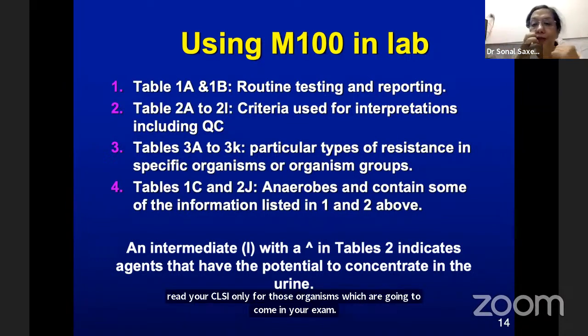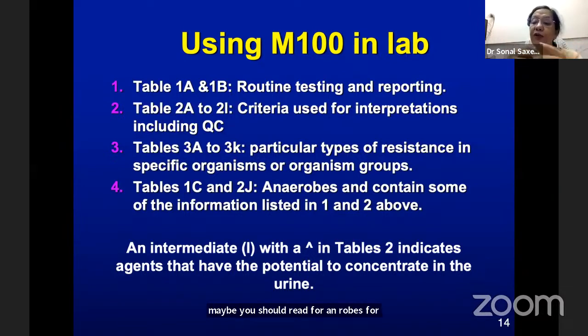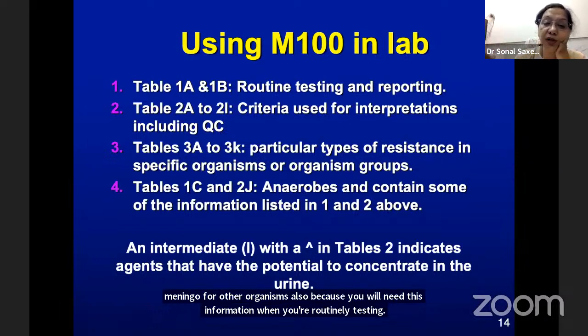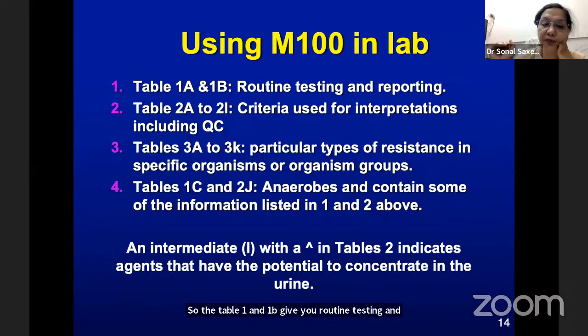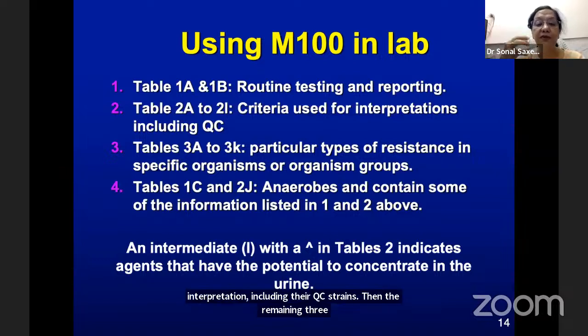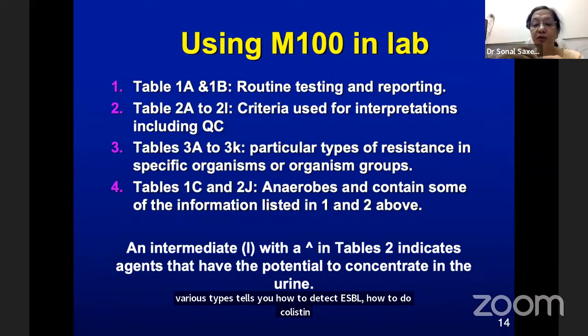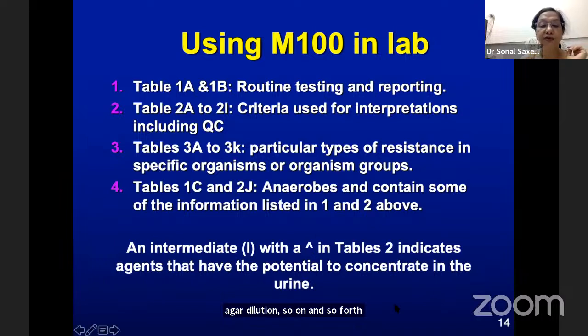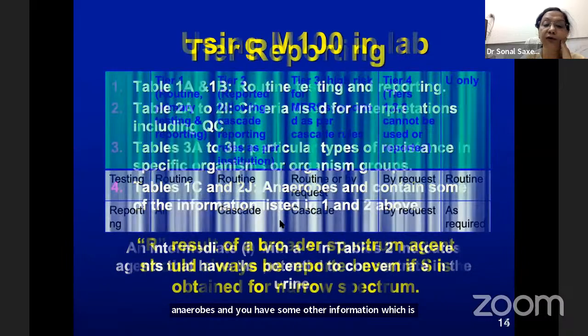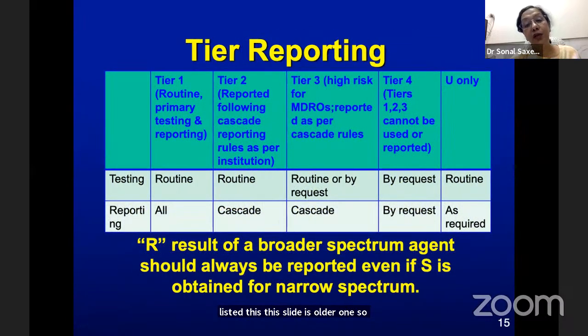But if you are beyond PG, then maybe you should read for anaerobes, for Haemophilus, for meningococcus, for other organisms also, because you will need this information when you're routinely testing. So tables 1A and 1B give you routine testing and reporting. 2A to 2L tell you criteria for interpretation, including their QC strains. Then the remaining three tables, various types, tell you how to detect ESBL, how to do colistin agar dilution, and so on and so forth. And then you have anaerobes and some other information which is listed. This slide is an older one, so maybe we have a few more tables now in the newer ones.